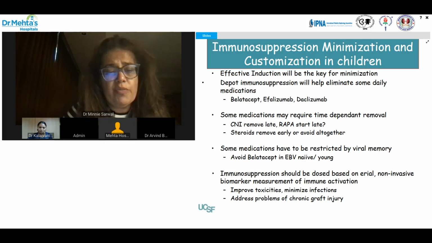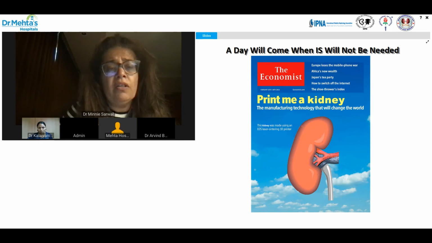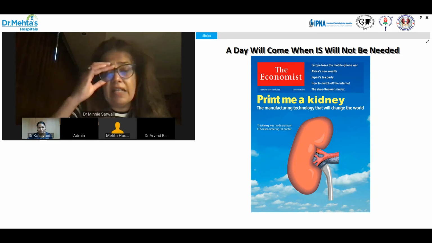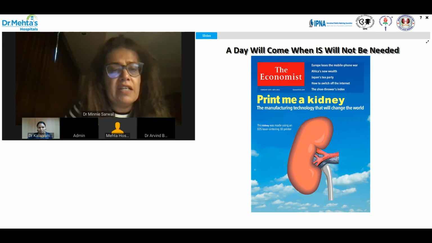And immunosuppression should be dosed based on serial non-invasive biomarker measurements of immune activation, such as the new biomarkers that are coming out in urine, which could be completely non-invasive. This way we can help to minimize infection and address the problems of chronic graft injury. So I think the day will come, maybe, when immunosuppression will not be needed at all. This is The Economist, which is talking about printing organs. I think we're getting there, and maybe one day we'll be able to print ourselves a kidney or clone the kidney. We're not totally there yet, but we have to keep our eye on the horizon that will come one day.